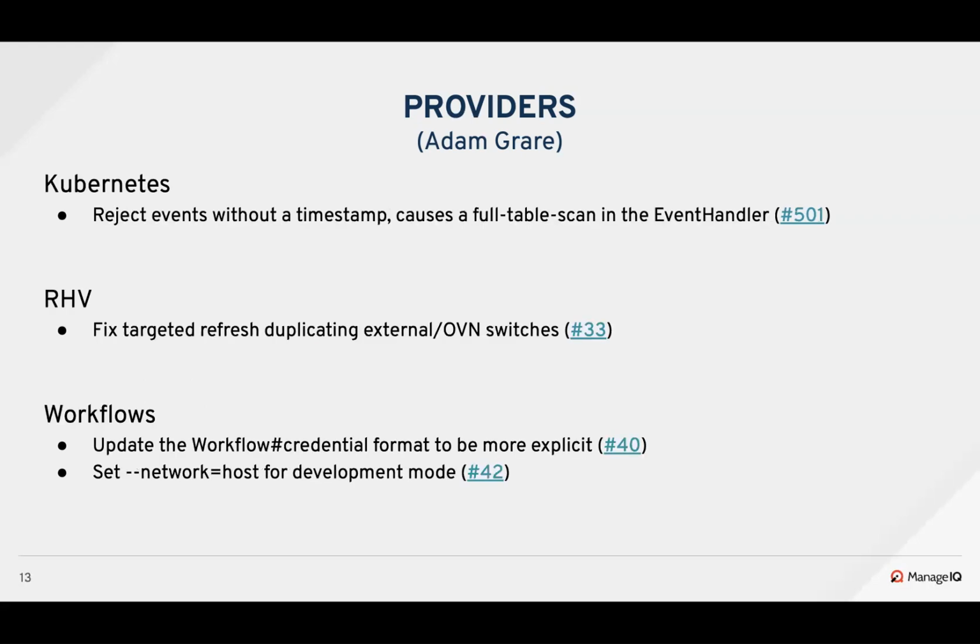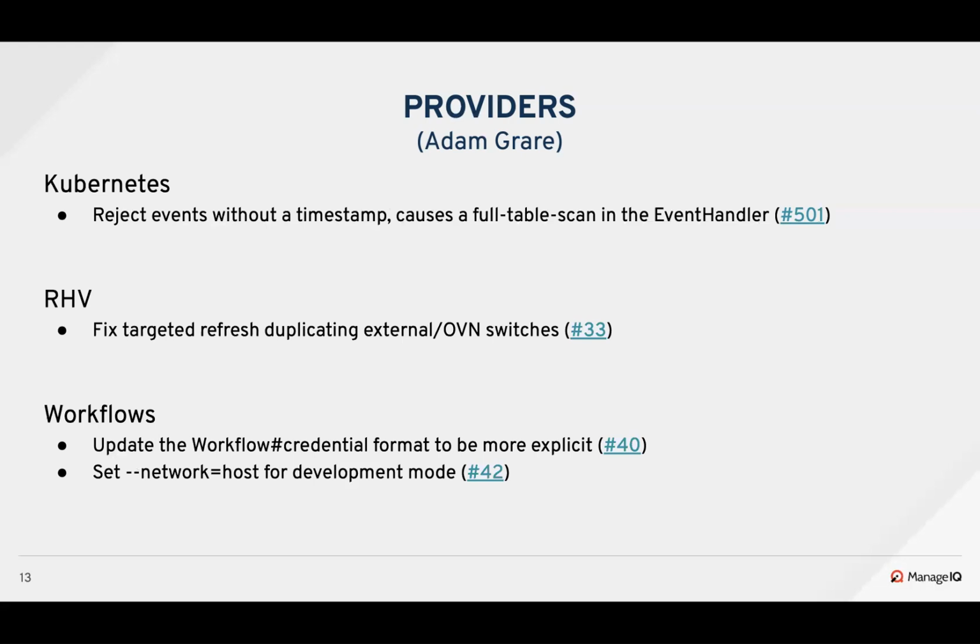For Kubernetes, we now reject events that do not have a timestamp, since this causes a table scan on the event handler and can cause significant delays when processing these events. For RHV, we fixed a bug where targeted refresh of VMs or hosts was causing external or OVN switches to be duplicated. And for workflows, we updated the workflow credential format to be more explicit in the payload for the parameters that it's being passed in.